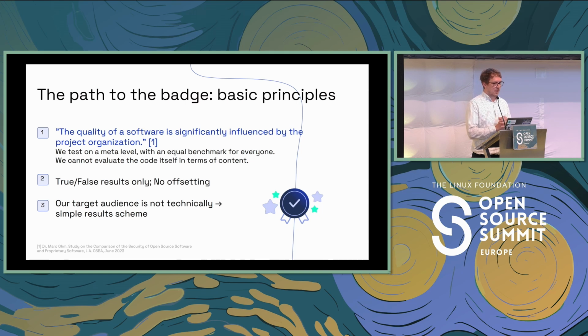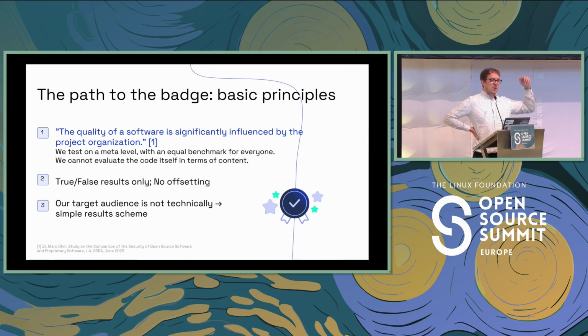One of the aspects I want to cite is that the quality of the software is significantly influenced by the project organization. This is the result of work by Mark Ohm in a study comparing the security of open source software and proprietary software, which he did in 2023. The case is that this has a high value for identifying quality and security. So this is one of the basic principles we work with in the OpenCode badge program.